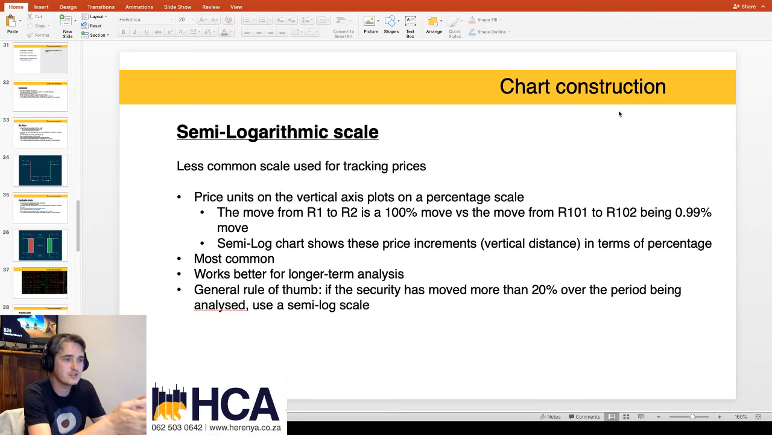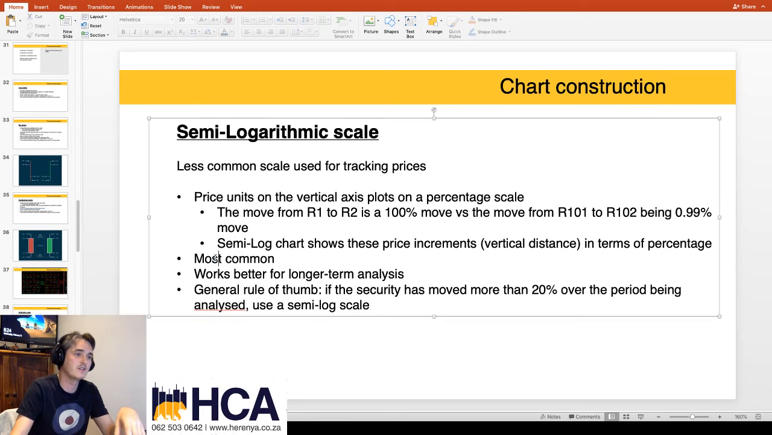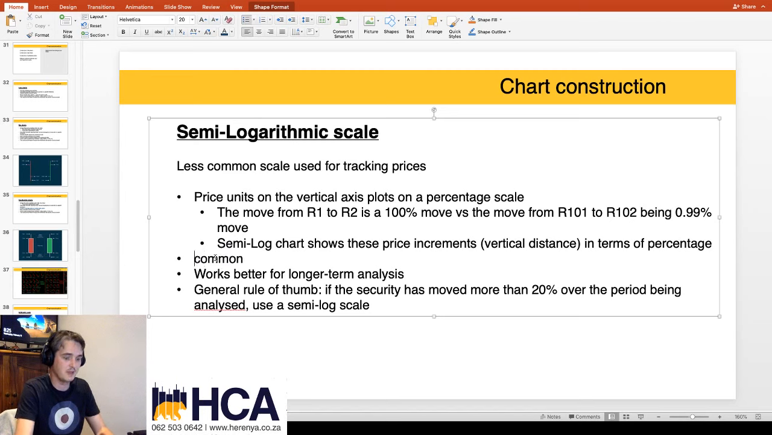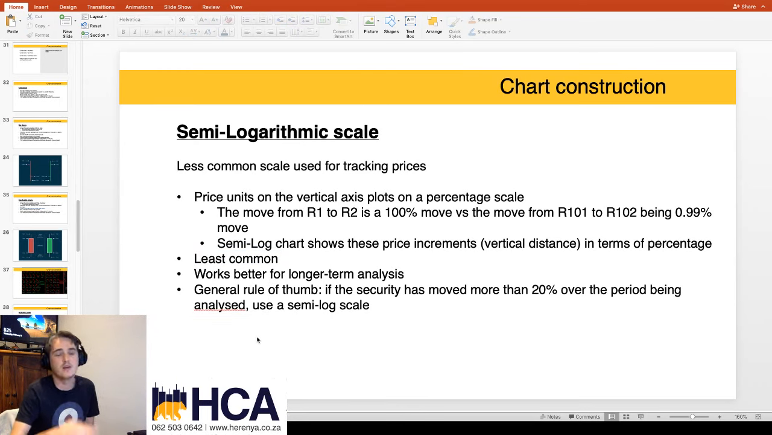So semilog shows these price increments, the vertical distance between the increments on the scale, in terms of percentage, rather than in terms of just absolute Rand value. This is obviously not very common for people to use. It works better over longer term analysis. So when you're doing longer term analysis of instruments, it's a lot more accurate, because you don't necessarily have that distortion of prices.